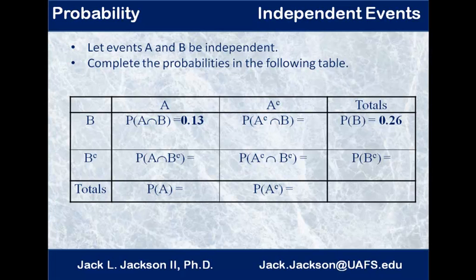So let's figure out the rest of the probabilities in the missing boxes in this particular table. Again, A and B are independent. We can only do this the way we did this if A and B are independent. They were independent in the last example, and they're independent in this example as well. Go ahead and figure the rest of the table out. Press pause now.